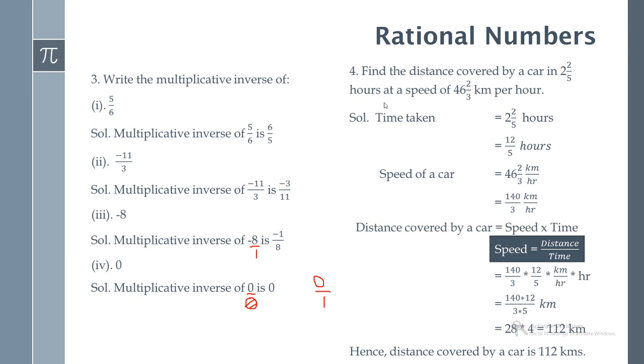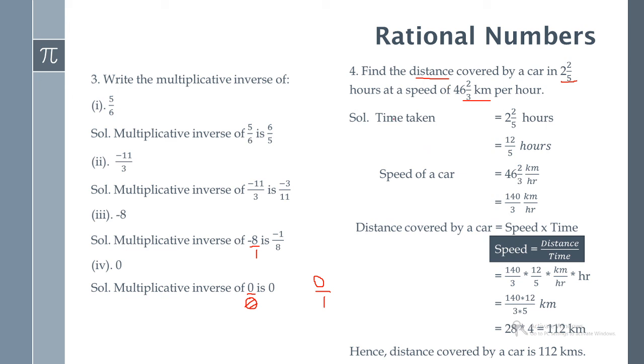Now coming to the next, find the distance covered by a car in 2 by 5 hours at a speed of 46 2 by 3 kilometers per hour. So here we need to stress what they have given and what you need to find out. Please stress on that. Find the distance covered by a car in 2 by 5 hours, time, at a speed of 46 2 by 3 kilometers. Speed they have given and time they have given. This is a time and this is a speed. Distance you need to find out.